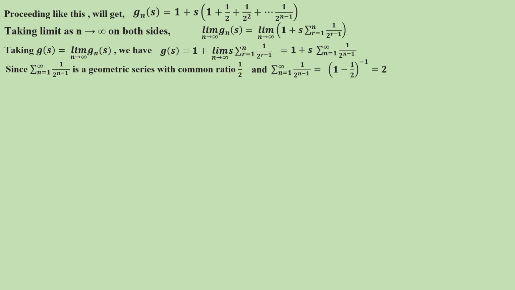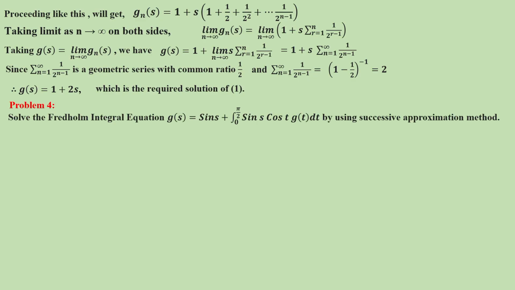That is 1 by 2 you are having, right? So 1 minus 1 by 2, right? 1 by 2 power n minus 1, right? That is why 1 by 2 is the common ratio. So 1 minus 1 by 2, that is 1 by 2, and 1 divided by 1 by 2 is equal to 2. So therefore g of s is equal to 1 plus 2s, which is the required solution of 1.